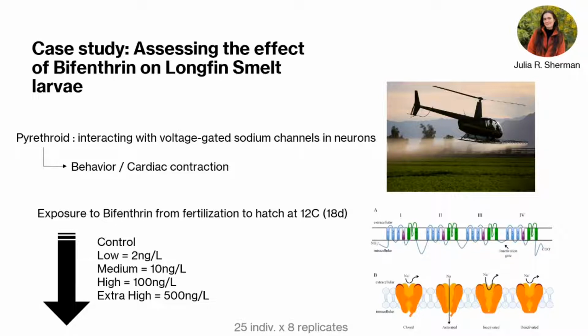Our experiment consisted in exposing embryos of Longfin Smelt from fertilization to hatch, which corresponds to a period of 18 days at 12 degrees. Four concentrations plus a control were tested, with 8 replicates per treatment and 25 individuals in each replicate. To give you an idea of the concentrations we tested, last week we measured 10 nanograms per liter in a sample collected at Rio Vista, and it can go even higher than that after a rain event.